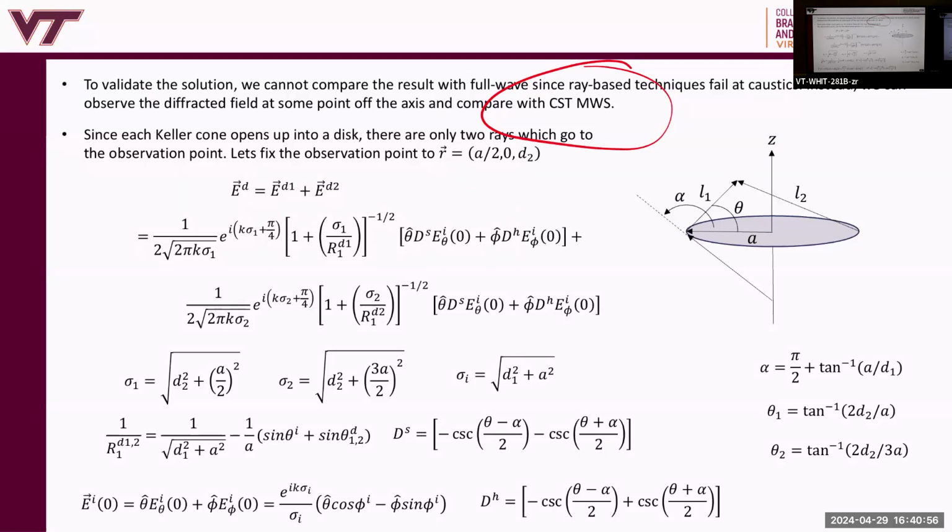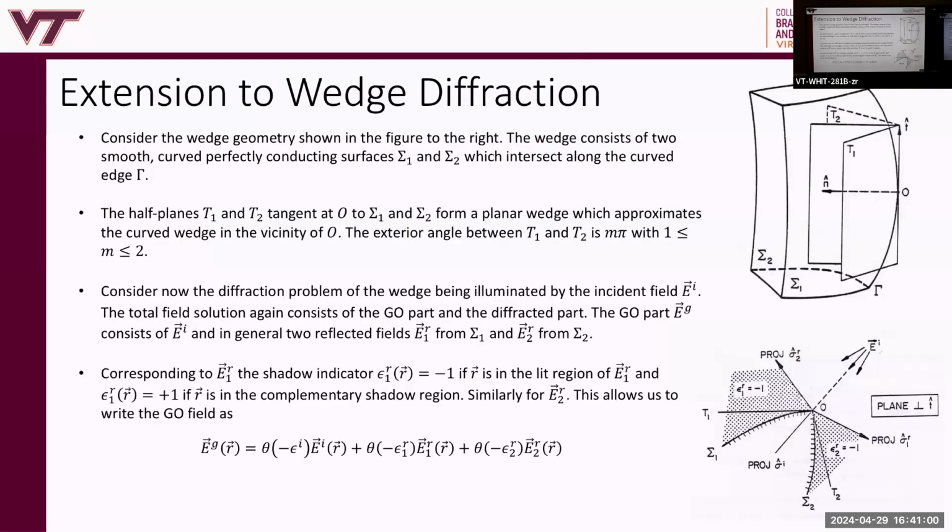All right, the Fourier simulation comparison with this. Let's extend our geometrical theory of diffraction to wedges. Before we were able to show what the diffraction coefficients are for half planes, but what about a wedge?